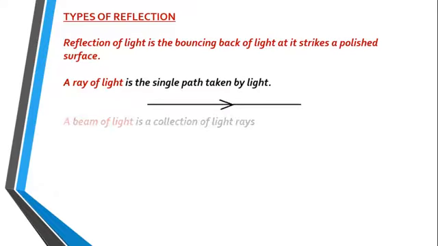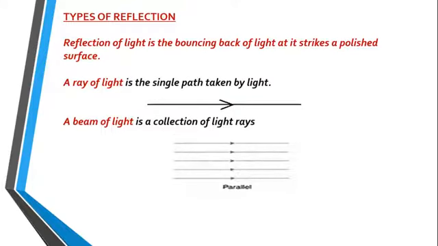Now, another term you must understand is a beam of light. A beam of light is a collection of light rays or group of light rays. We have several types of beams of light, but for the sake of our lesson, we're looking at a particular one called parallel beam of light. You can see the diagram consisting of several rays of light traveling in the same direction. Now, with these keywords explained, let's move on to look at each of the types of reflection.